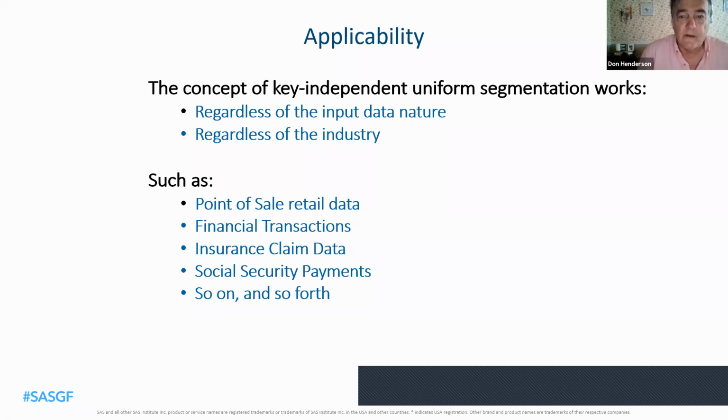The whole point here is that the technique that we're talking about is completely independent of the data. It really doesn't care what kind of data it is. Paul and I have used this technique on point of sale retail data. I think Paul referenced earlier using a digit in the customer number to partition the data. We've used it for financial transactions, for insurance claim data. I think the insurance claim data example, Paul, was our first one.